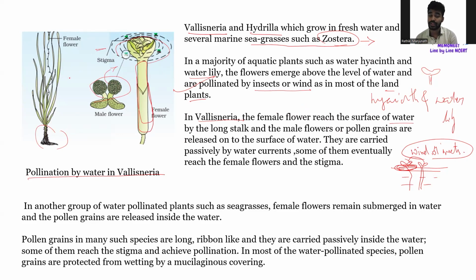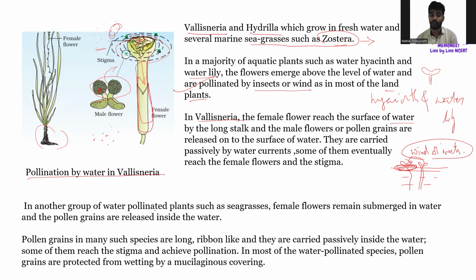Now the water current is going to carry these pollen grains. Since the pollen grain count is large, the water will be carrying a greater number of pollen grains. At least one or three pollen grains will definitely reach the stigma of the female flower, right? Then the pollination will occur. So this is how pollination normally happens in Vallisneria.